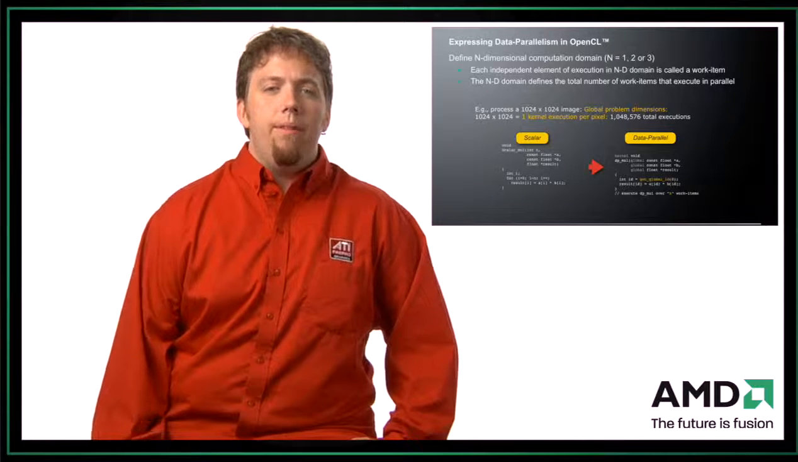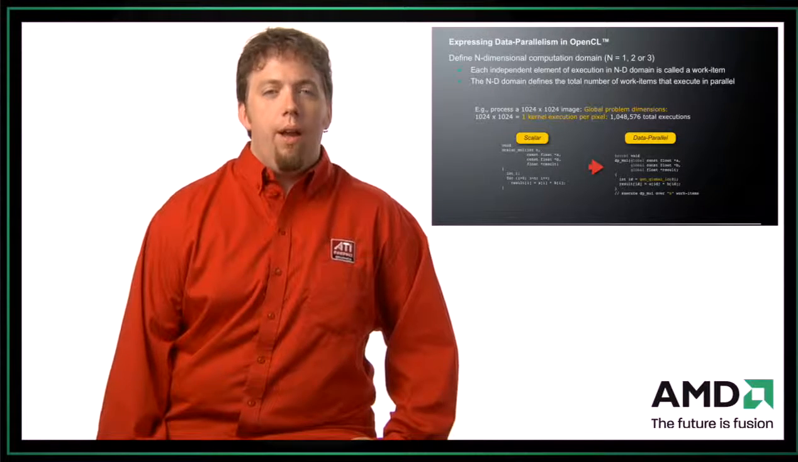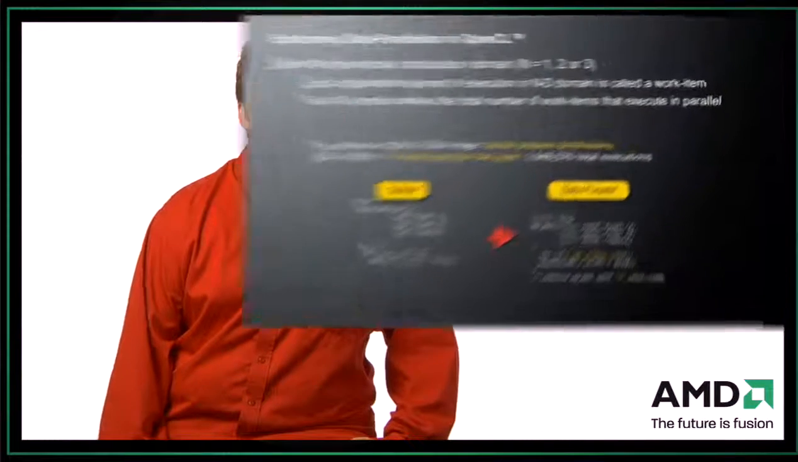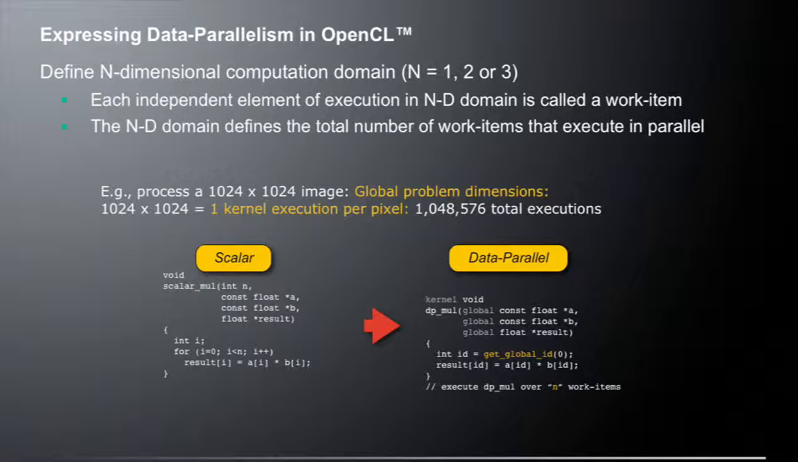Each independent element of our execution domain is called a work item in OpenCL. So the n-dimensional domain defines the total number of work items that are executed in parallel. Let's say we wanted to process a 1024 by 1024 image. That would be our global problem dimension, and we would have one kernel executed per pixel. Each pixel would correspond to a work item in OpenCL.